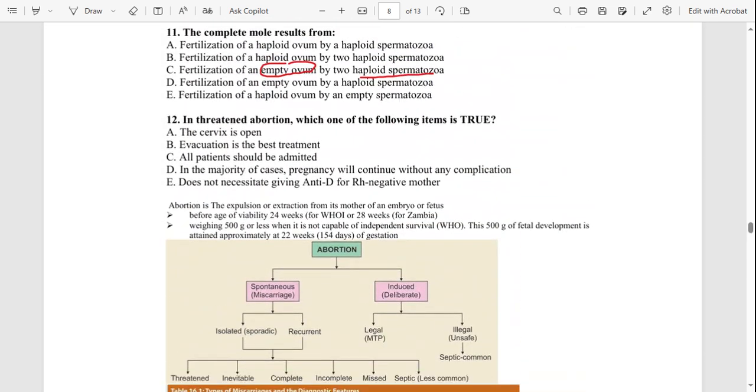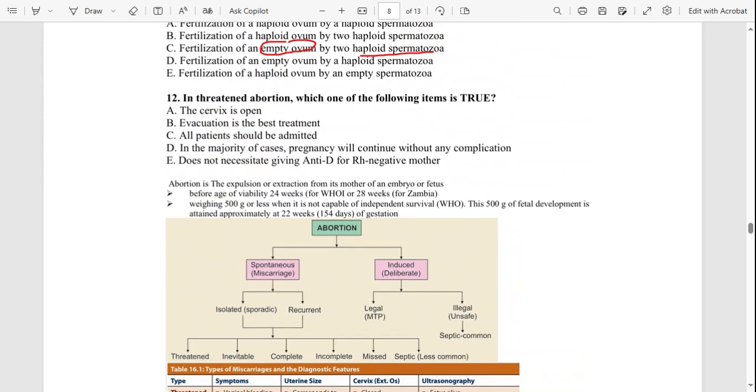So, back to our question here, we want what is true about threatened abortion. For the threatened one, the cervical os is open. Is that true? We said the os is closed, isn't it? The inevitable is where you have it open. Evacuation is the best treatment. All patients should be admitted. Now, this is just threatened, so it's not like all patients should be admitted and you evacuate. It's just threatened, the child is still okay.